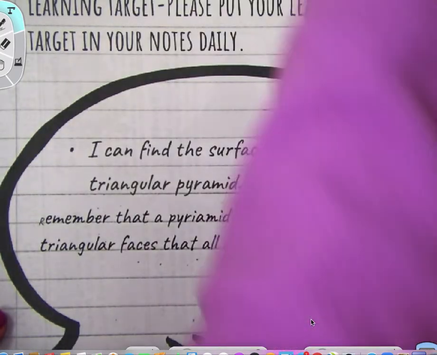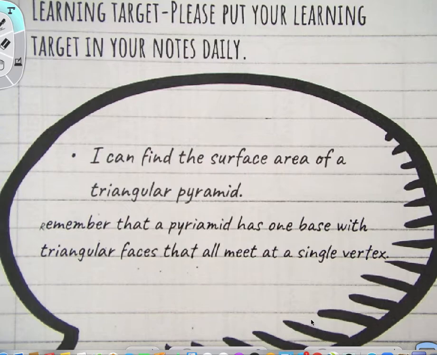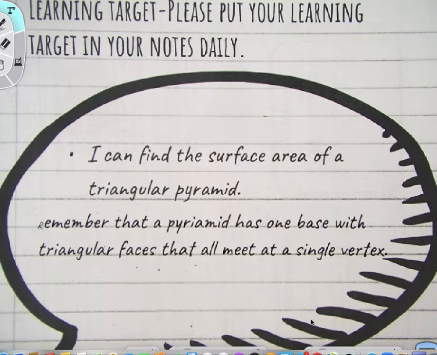So, let's go on to your learning target. Your learning target for today: I can find the surface area of a triangular pyramid. Now, just to recall your vocabulary from Monday, the notes that I asked you to copy Monday, remember that a pyramid has one base with triangular faces that all meet at a single vertex. And a pyramid is named for the shape of its base. So this triangular pyramid has a base that is the shape of a triangle. So at this point, I want you to pause the video so you can write down your learning target. You don't have to write down this second statement. That definition is already in your notes.